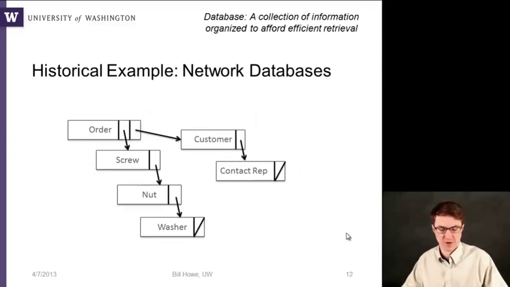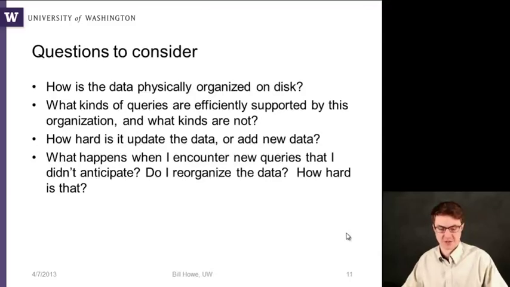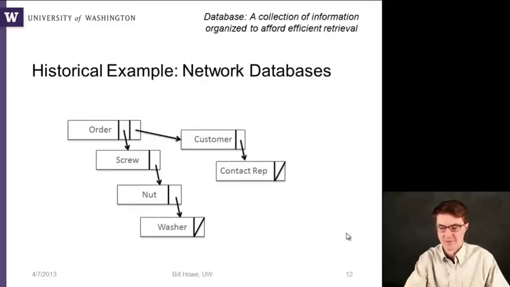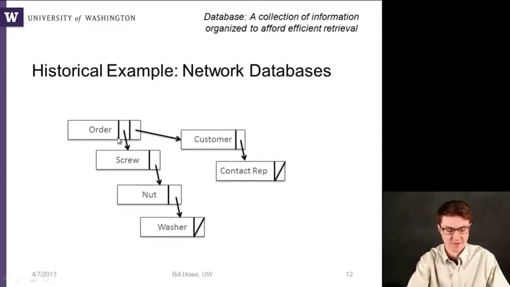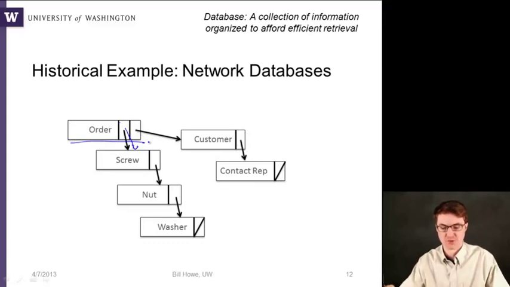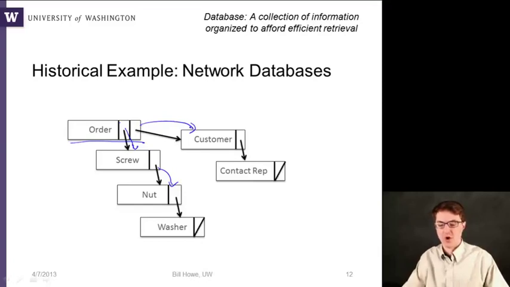And if you go back to our questions, you might ask, well, how is it physically organized on disk? Well, if you're using sort of a parts and orders model here, you would have an order record, and it would have an address associated with this order record that would physically point to the first part associated with that order. And that part would point to the next one, and so on. Another field in the record would point to the customer that made that order.